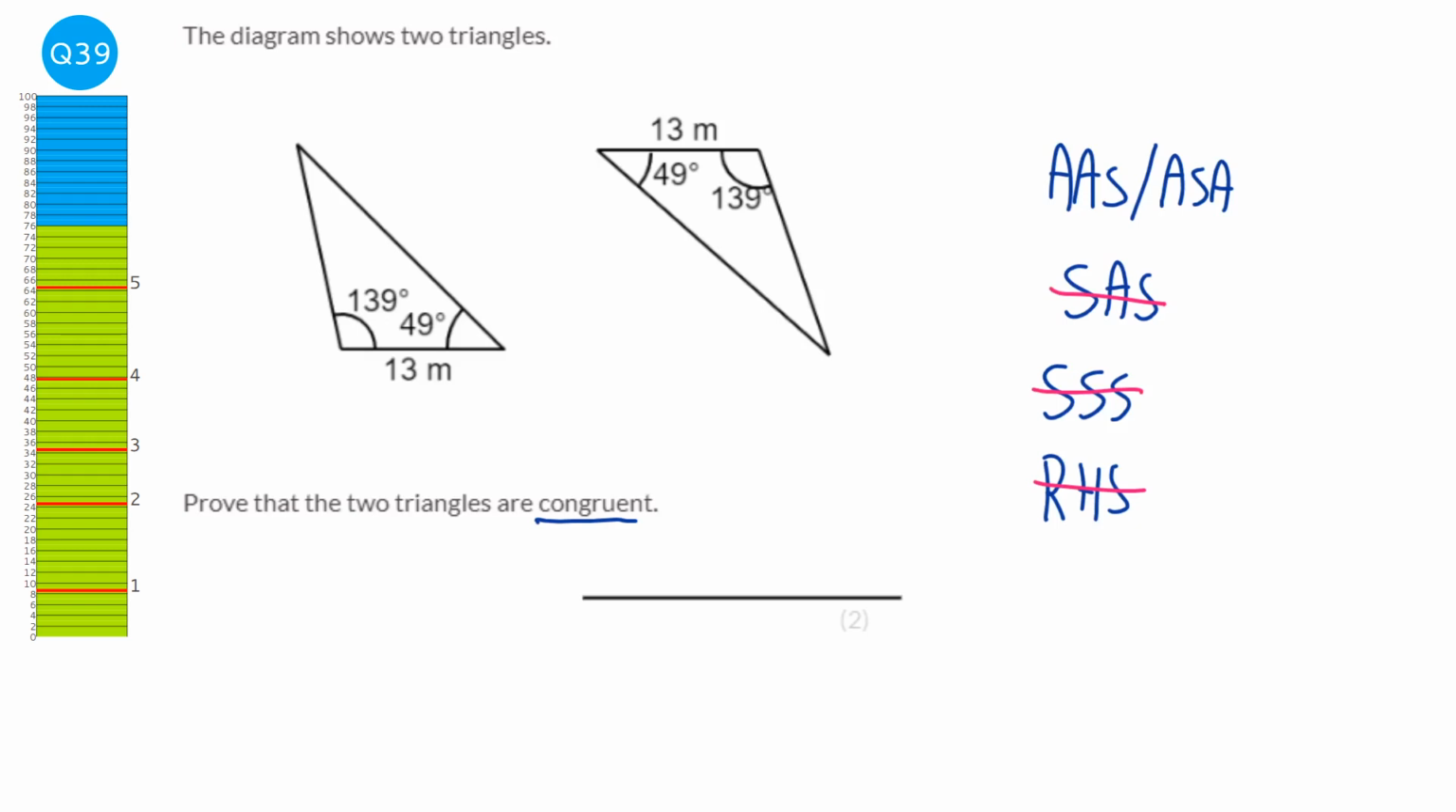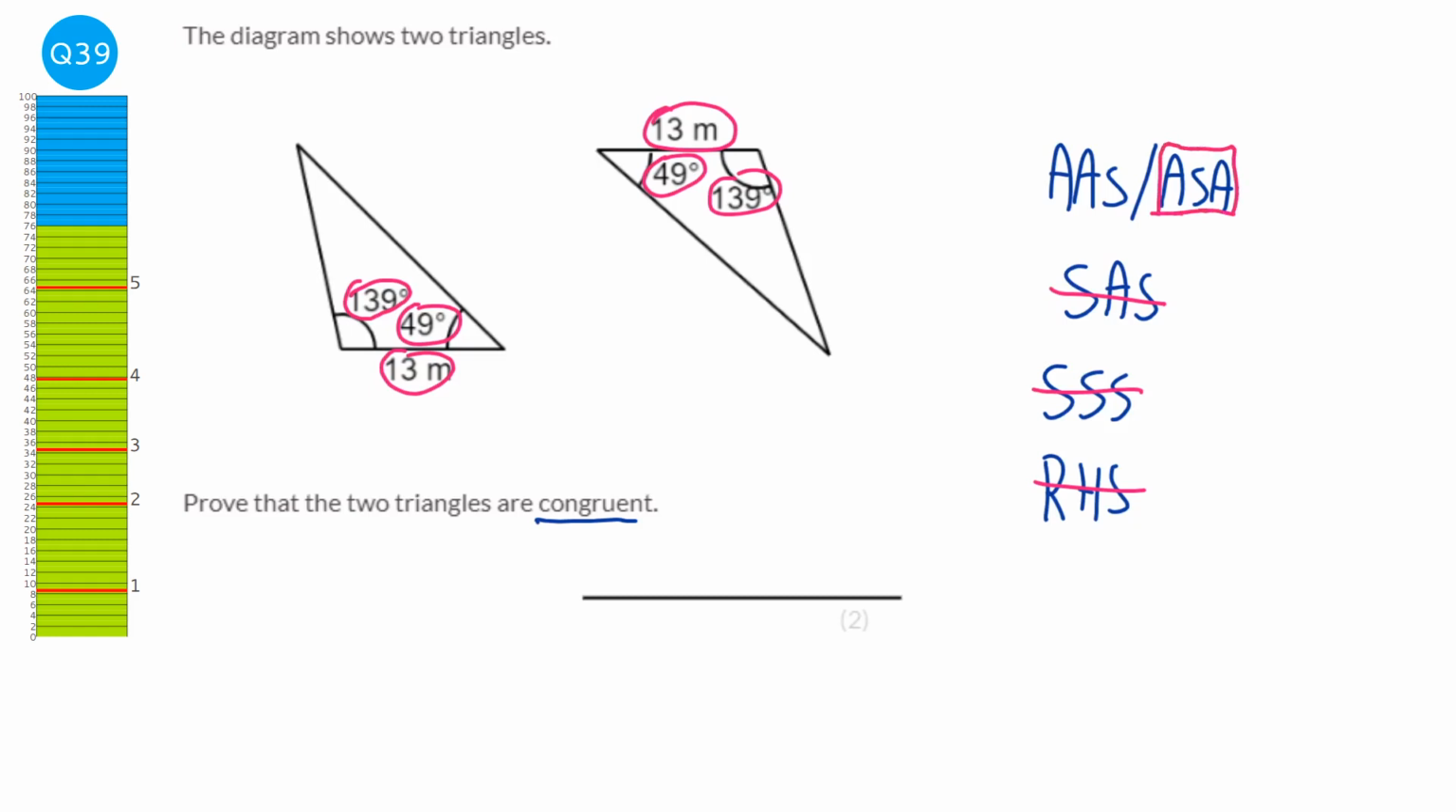Well, what do we have? We have an angle, then a side, then an angle. So it's 139 degrees, then 13 meters, then 49 degrees in that order. So it's an angle, side, and then an angle, side, then an angle. So it's going to be this one here.